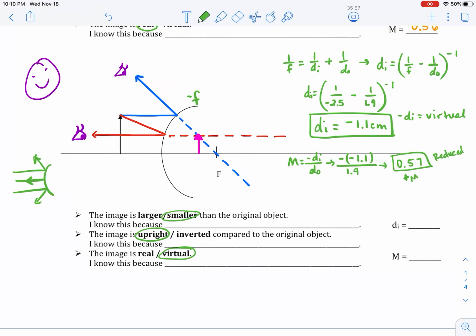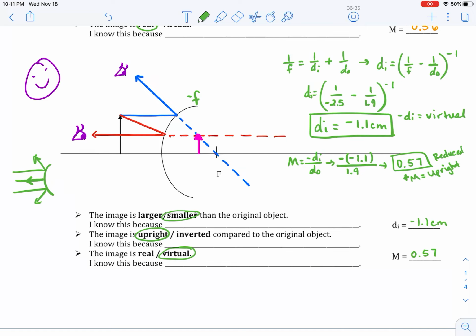We also can interpret whether this is inverted or upright. Remember, when we have a positive value for our magnification, that tells us that our object is upright. And that is indeed what we drew in the picture. So my DI was a negative 1.1 centimeters. My magnification was 0.57. Positive value for our magnification, no units because it is a ratio. These are the two examples that I had planned out for us.